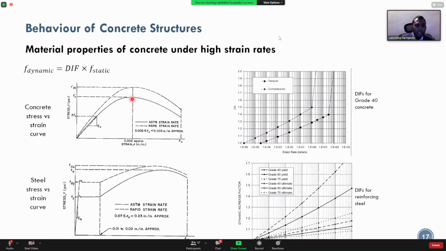For concrete, you can see that as the strain rate increases, it's called the strain rate effect of material behavior, the strength properties increase, and it's the same for reinforcing steel as well. So the properties increase, and we take that into account by using this DIF factor.